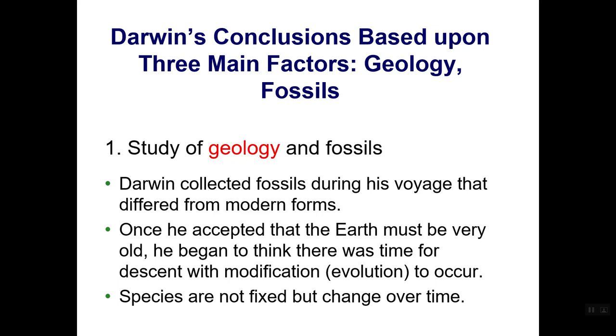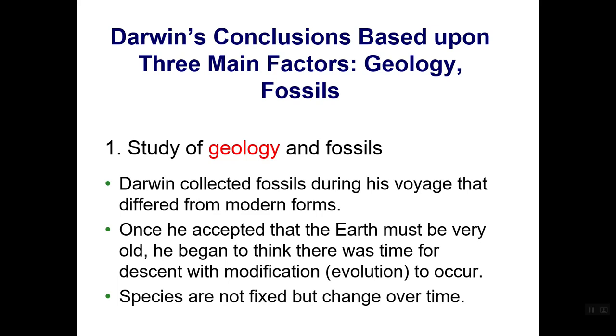Okay, so Darwin's conclusions were based upon 3 main factors. The first one was geology and fossils. Geology is the study of the Earth's crust. And Darwin collected fossils along his voyage. Again, took 5 years on the HMS Beagle. And over the course of his journeys, he eventually accepted that Earth must be very old. Again, remember, at this time period, most people thought the Earth was only a couple thousand years old. But after collecting all of these fossils and seeing how they compared to modern day skeletons of modern organisms, he established that the Earth's probably a lot older than we think it is.